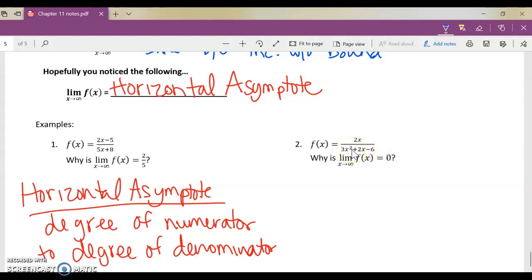Sometimes WebAssign will not have those in standard form, so make sure they're in standard form. Then the degree is the exponent. So here my degree is 1, and here my degree is 1.